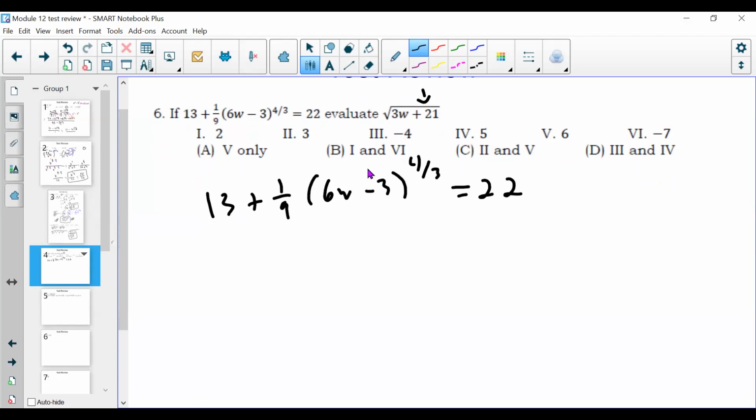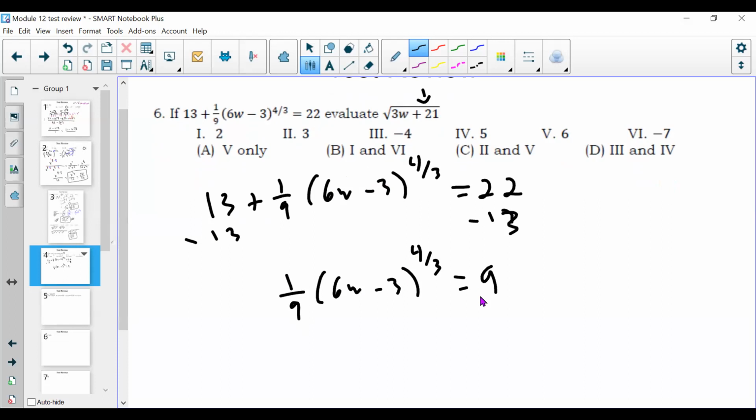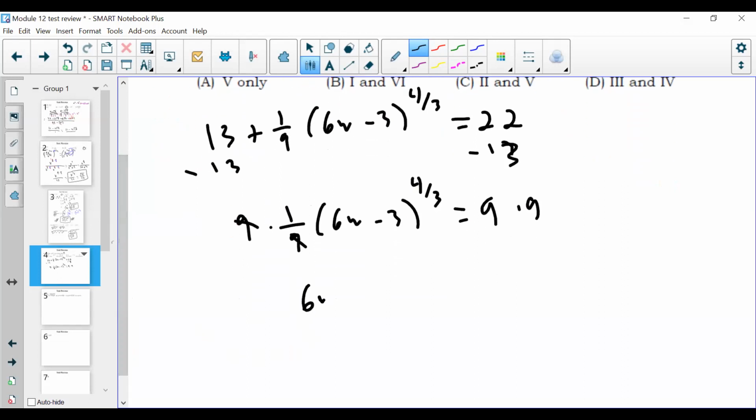So what I'm going to do is isolate the W that we have here by subtracting 13. I get 1/9, 6W minus 3 to the 4 thirds, equals 9. Then I can multiply both sides by 9, so I can get rid of this 1/9 and move it over to the other side. So I have 6W minus 3 to the 4 thirds, and that equals 81, right? 9 times 9 is 81. But I'm going to rewrite this as 3 to the 4th. 3 to the 4th is also 81.